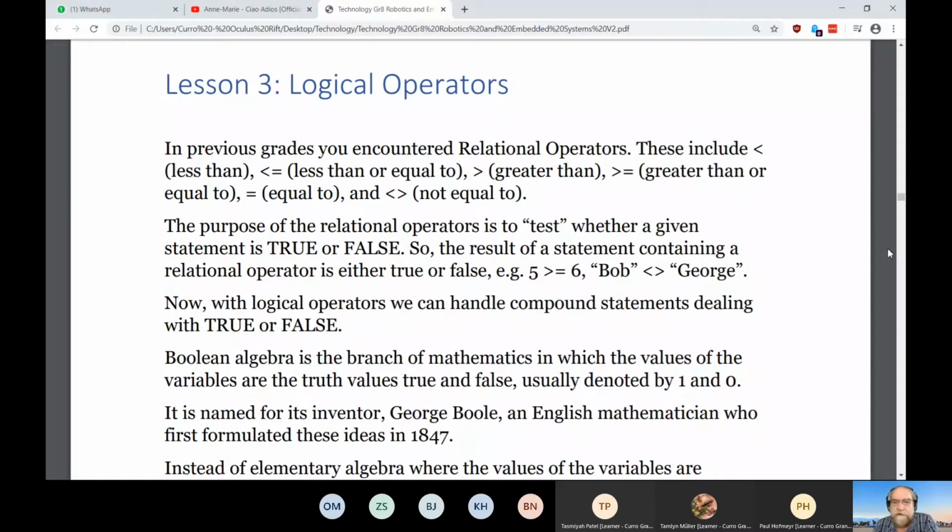We can also say, for instance, that the word Bob is not equal to the word George, which we know to be true because Bob obviously is not the same as George. It's spelled completely differently. So with logical operators, we can connect these relational operators that we used before into more complex statements. And that's what we're going to be doing.